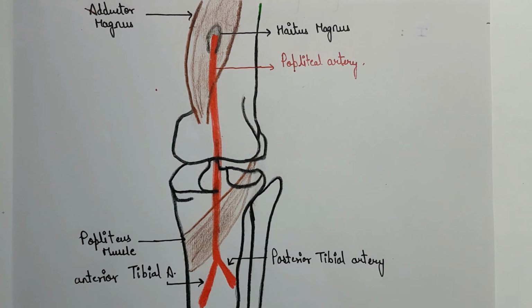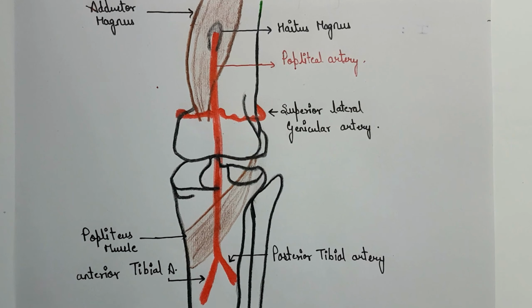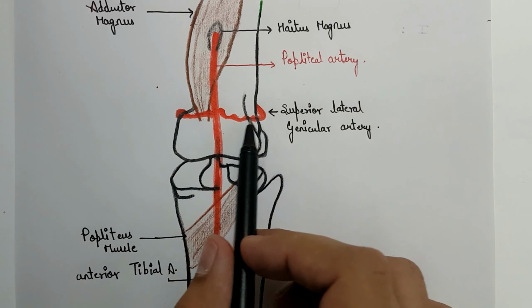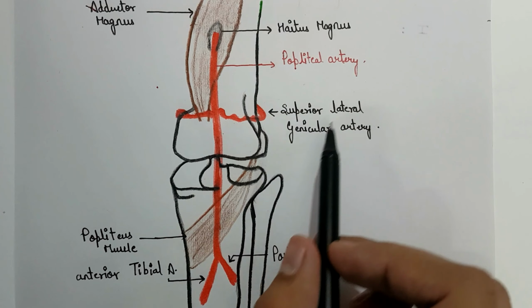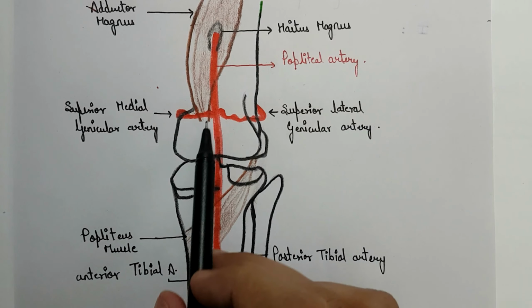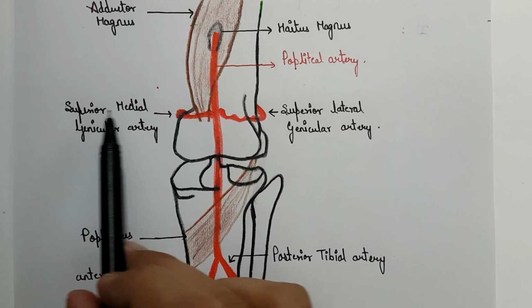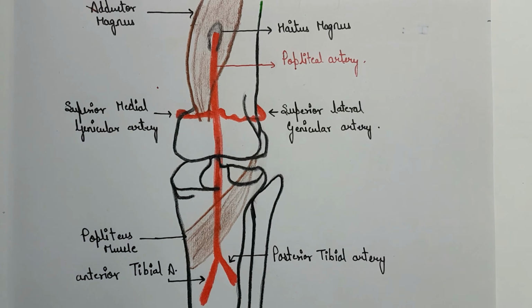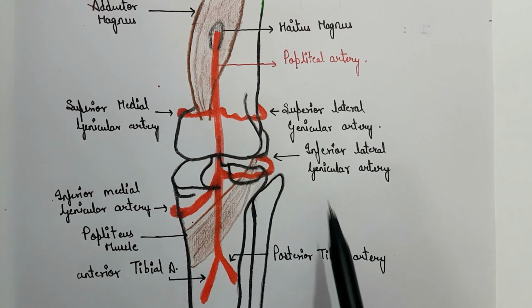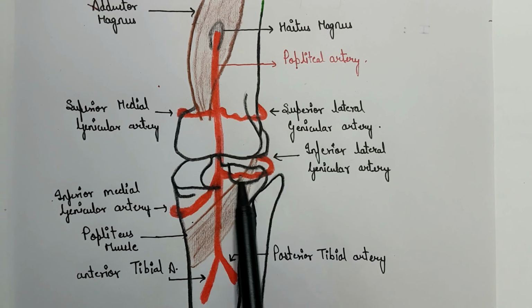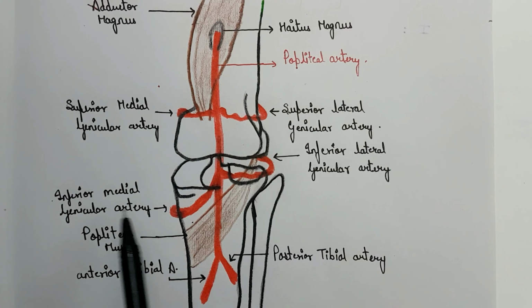Now let us talk about the sub-branches of the popliteal artery. The popliteal artery gives two superior branches, out of which the one on the lateral side is known as the superior lateral genicular artery, and the one on the medial side is known as the superior medial genicular artery. The popliteal artery further gives two inferior branches as well, which are the inferior lateral genicular artery, this one, and this one is known as the inferior medial genicular artery. The names of the sub-branches of the popliteal artery are quite symmetrical and easy to learn.